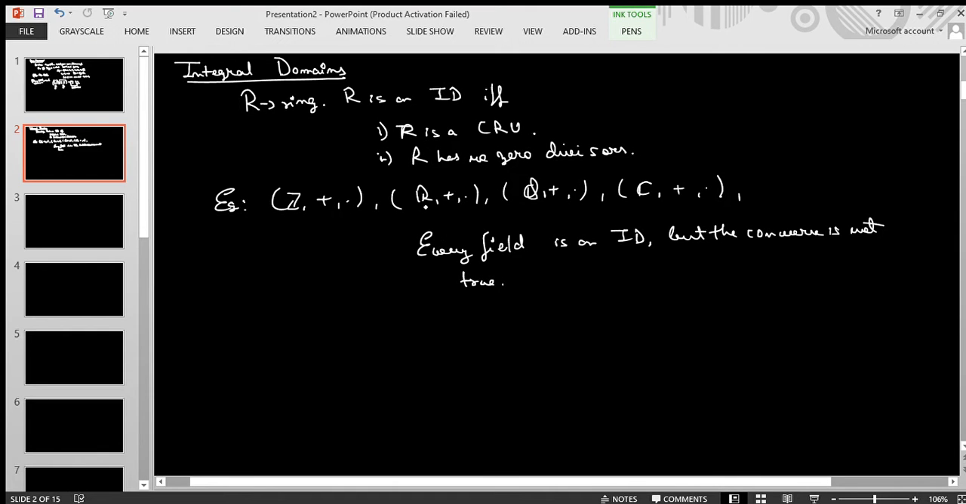Every field is an integral domain. The example is: R is a field and an integral domain, Q is a field and integral domain, C is a field and integral domain. But Z is an integral domain but not a field. So the converse is not true. That was what I was trying to say. Okay, is it clear?